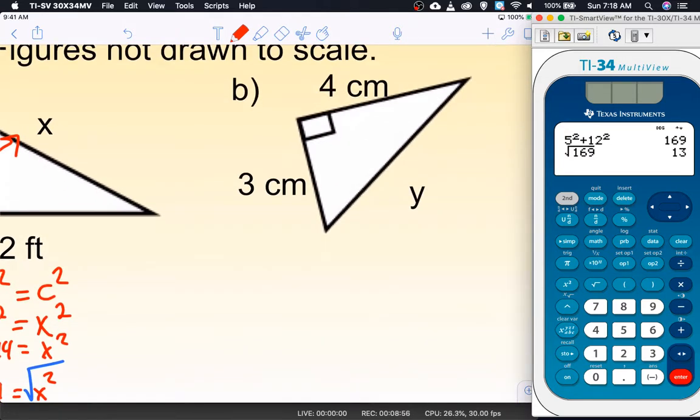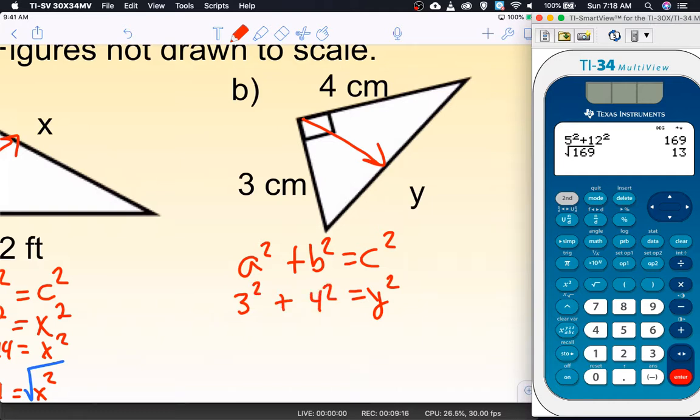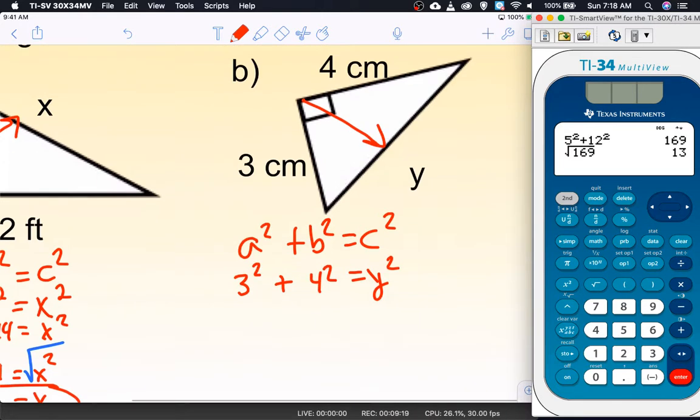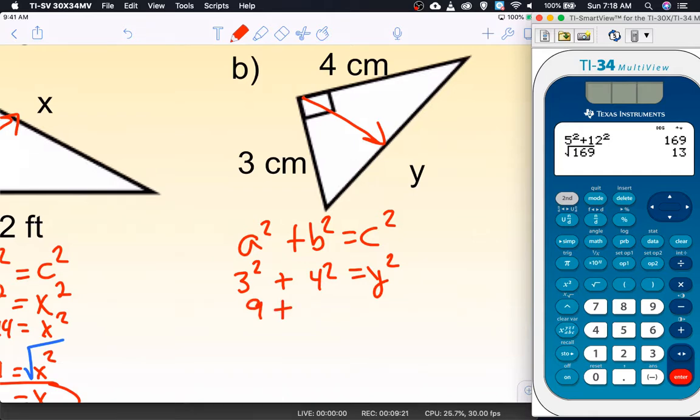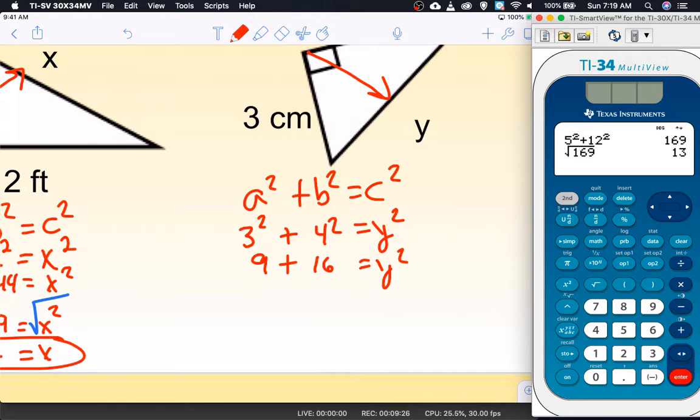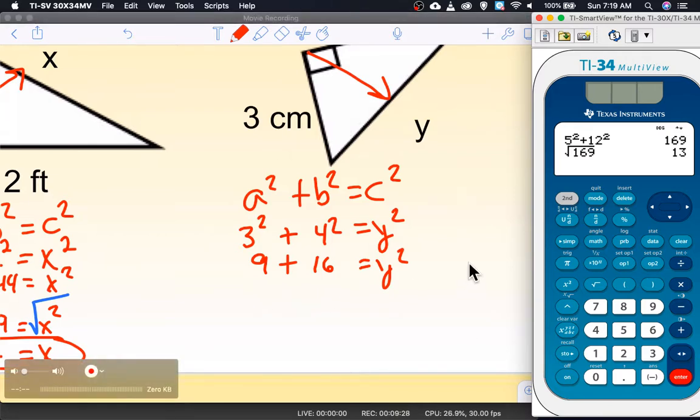Okay, letter B. So we start by writing our formula. A squared plus b squared equals c squared. I plug in my sides. I reserve the longest side for the c. I plug the other two sides in for a or b interchangeably. So 3 squared plus 4 squared. I simplify. 9 plus 16 is y squared. I know that 9 plus 16 is 25.